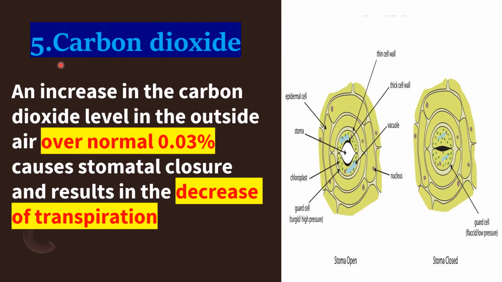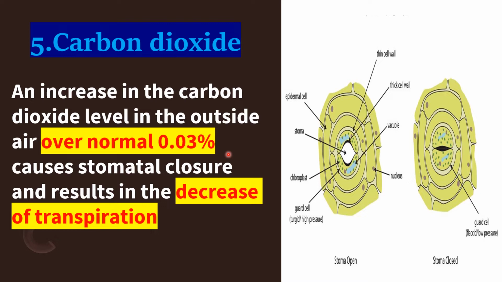The next external factor is carbon dioxide. An increase in the carbon dioxide level in the outside air over the normal 0.03% causes stomatal closure and results in a decrease of transpiration. All of you know that in the outside atmosphere, the carbon dioxide concentration is 0.03%. That is the normal carbon dioxide concentration in the atmosphere. It is 0.03%.